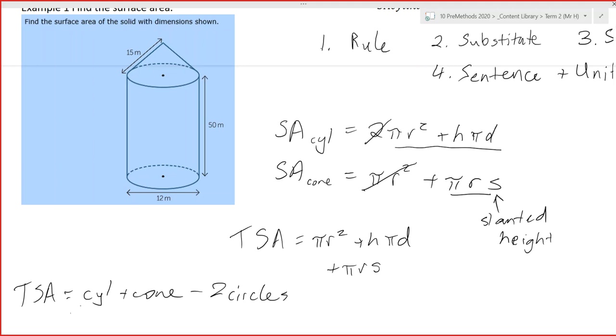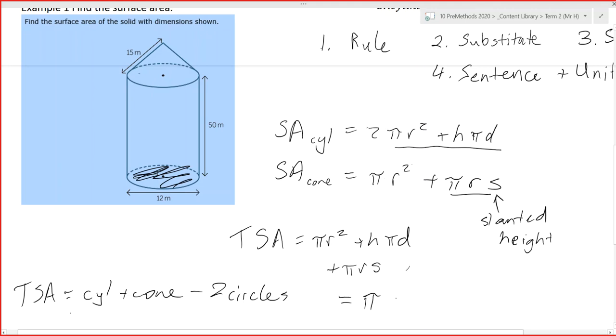Why are you only taking away the 2? Good question. So in the cylinder, you can see there's 2 circles. So I'm only removing one of the circles in the cylinder. That's why I get rid of the 2 number.